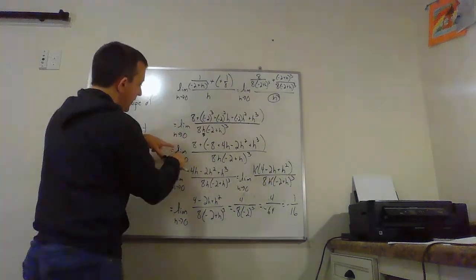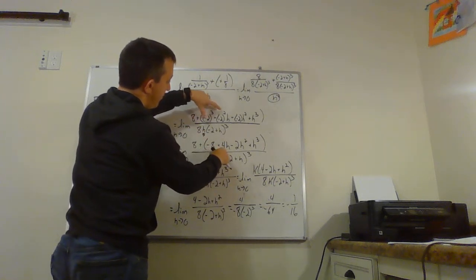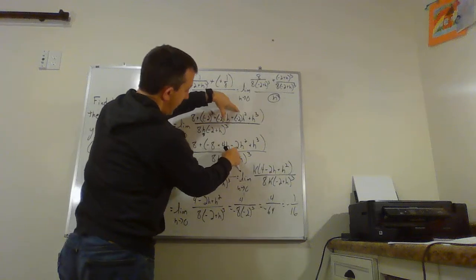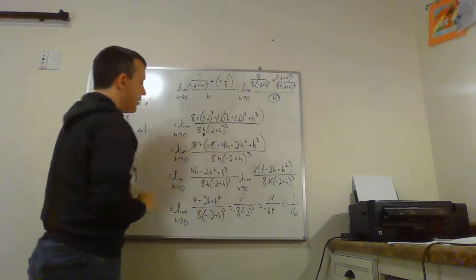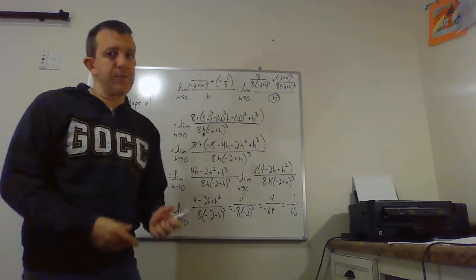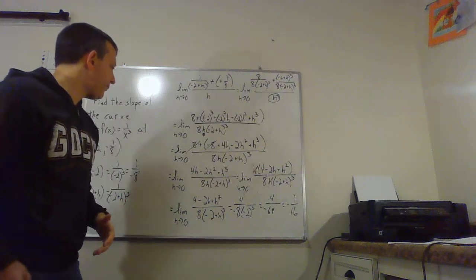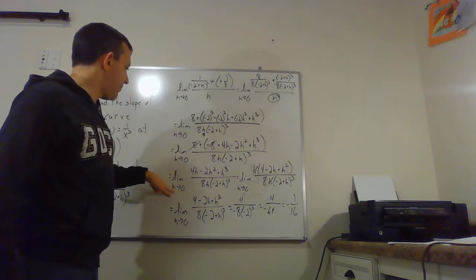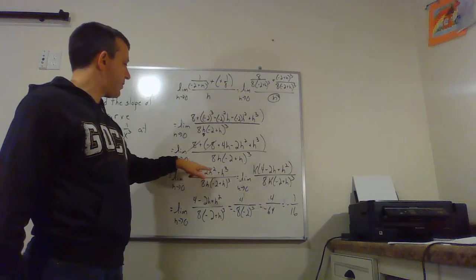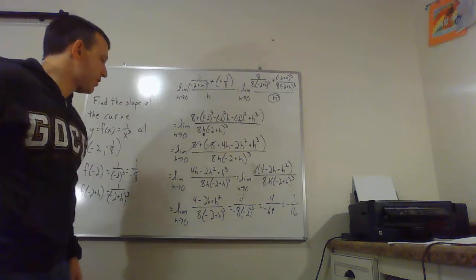Cleaning it up, we now have the limit as h goes to 0 of 8 + (-8 + 4h - 2h^2 + h^3), which is nice because now those 8's drop out. So I hope your algebra skills are really, really good because you're going to have a lot of messes going on. So the 8's drop out. We're left with this: the limit as h goes to 0 of (4h - 2h^2 + h^3) all over 8h times (-2 + h)^3.